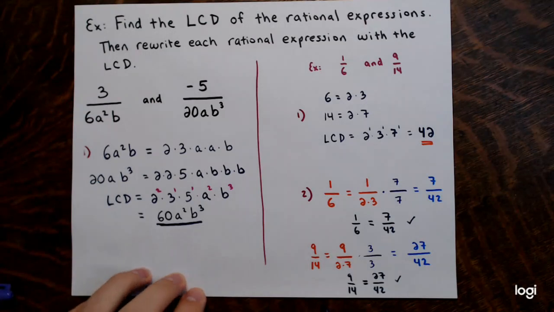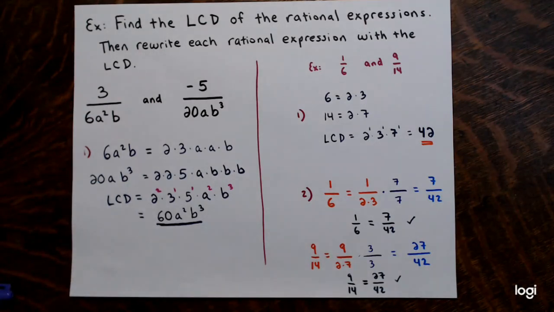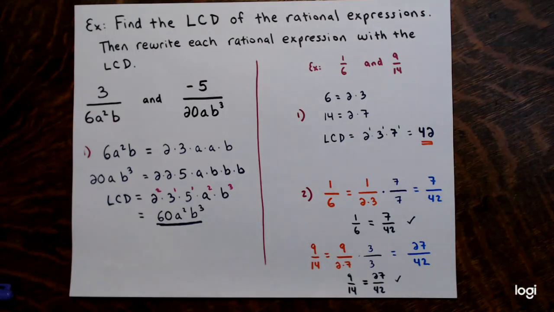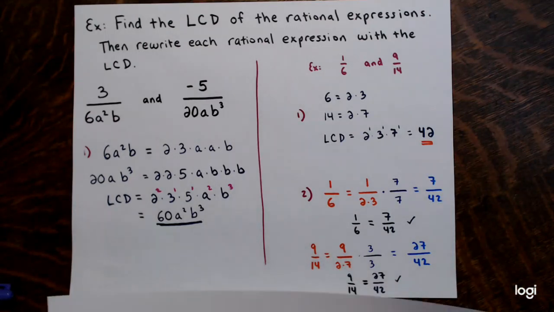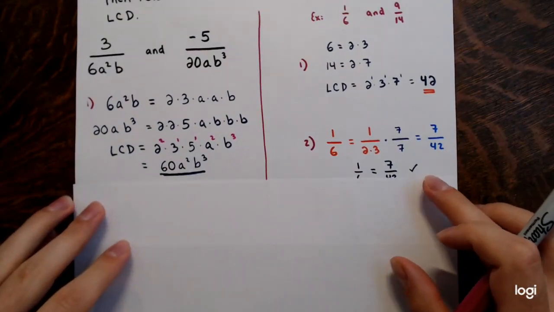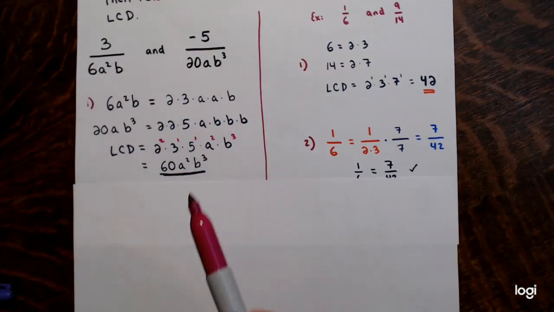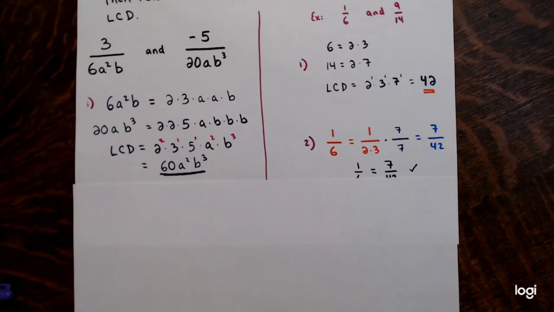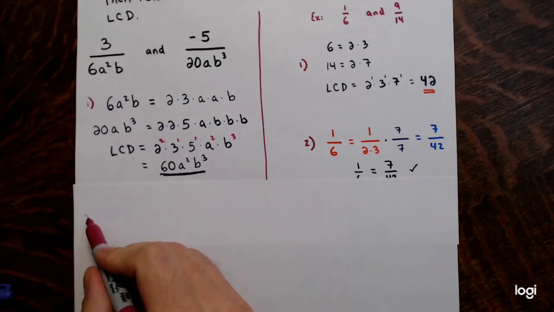Part 1 is done. And then part 2: I'm going to try to rewrite these fractions. Let me throw a new paper here for some more space. I'm going to rewrite these fractions as equivalent fractions with this as the new denominator, this 60a squared b cubed. Alright, so part 2.